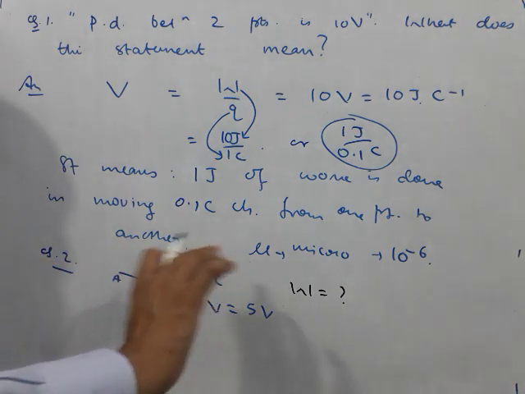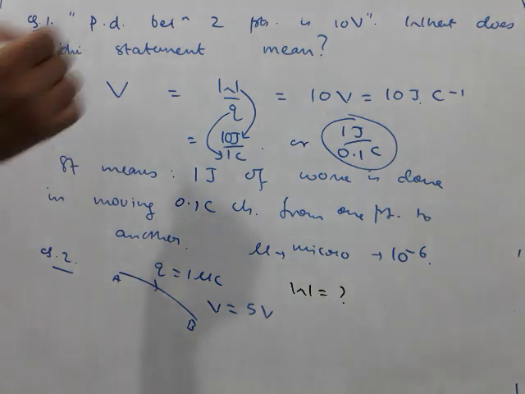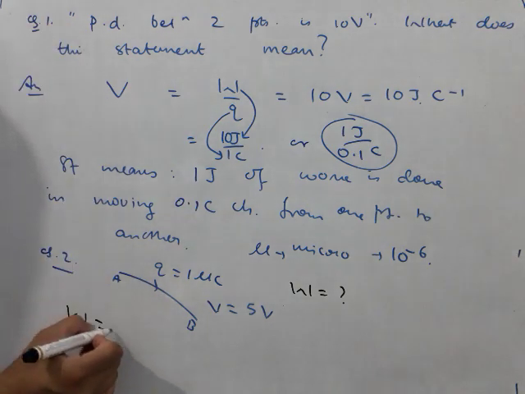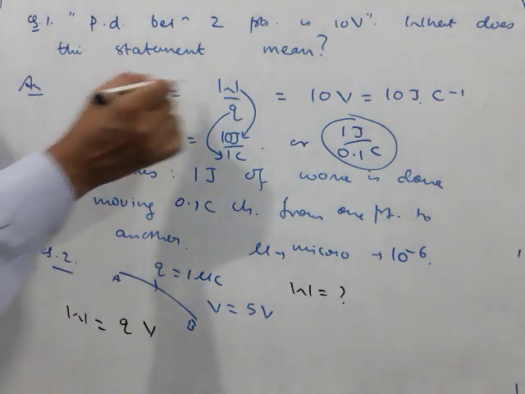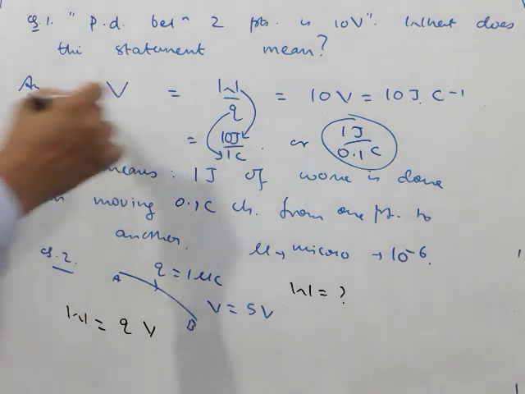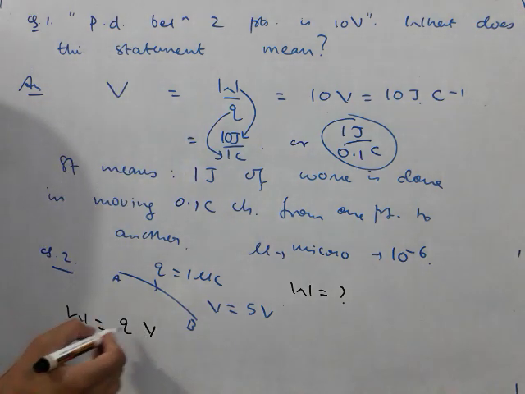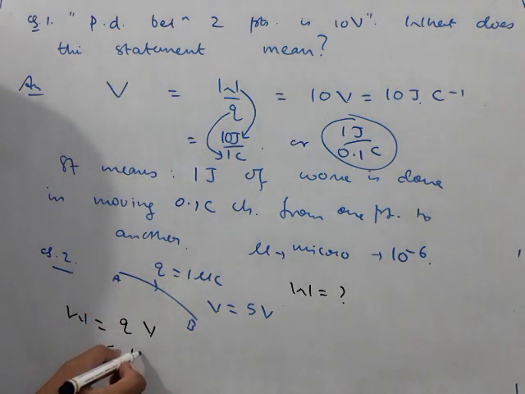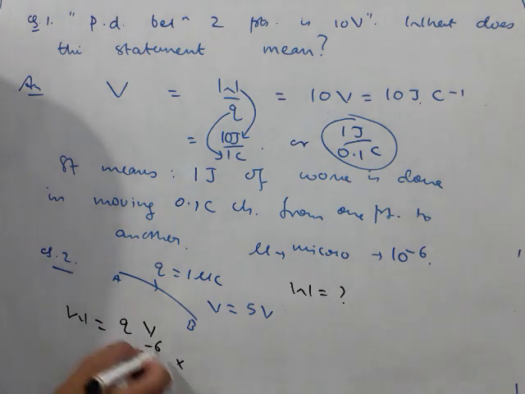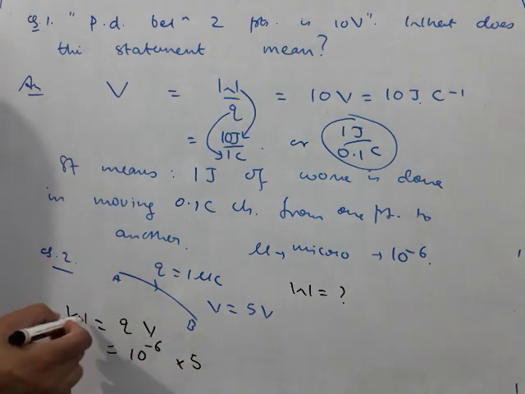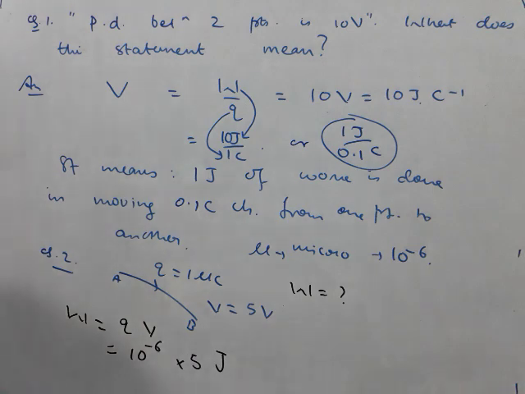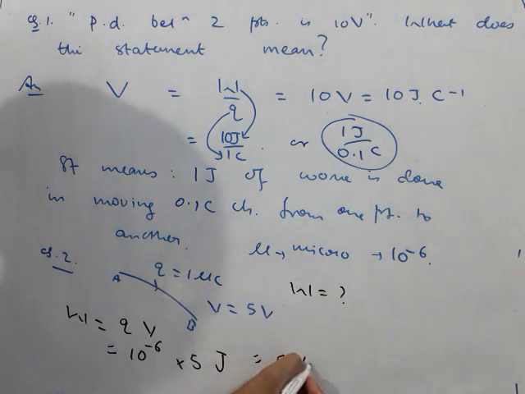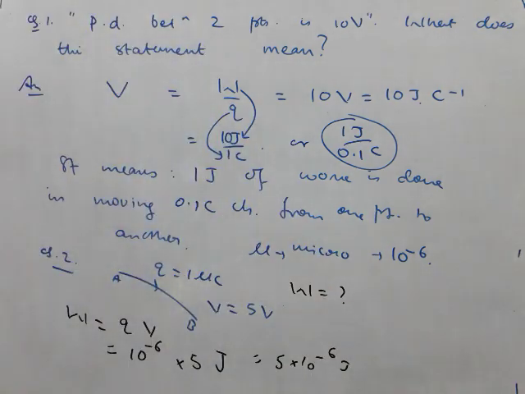Please frame the question yourself, put in your own words, then write the answer. So its answer will be how much? Work done. Which formula will we use? Charge into potential difference. Because you know V is W by Q, so W we can write as Q times V. The work done is charge into potential difference. Charge is 1 microcoulomb, that is 10 to the power minus 6 coulomb, and potential difference is 5 volt. So that is the answer, and its unit as work is what? Joule. So answer will be 5 times 10 to the power minus 6 joules.